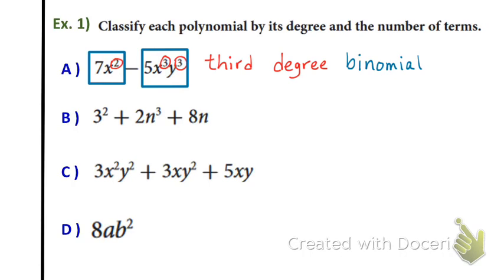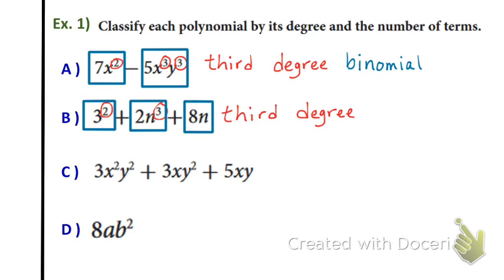In the second expression, I'm going to look again at their degrees. So I circle the exponents, and I have a 3. So again, we are dealing with a third degree. And then how many terms do we have? We have 1, 2, 3 different terms. So a third degree trinomial. Okay? I'd like you to try example C and D on your own and see what you come up with. And we'll go over them in class. Come and talk to me when you complete them.